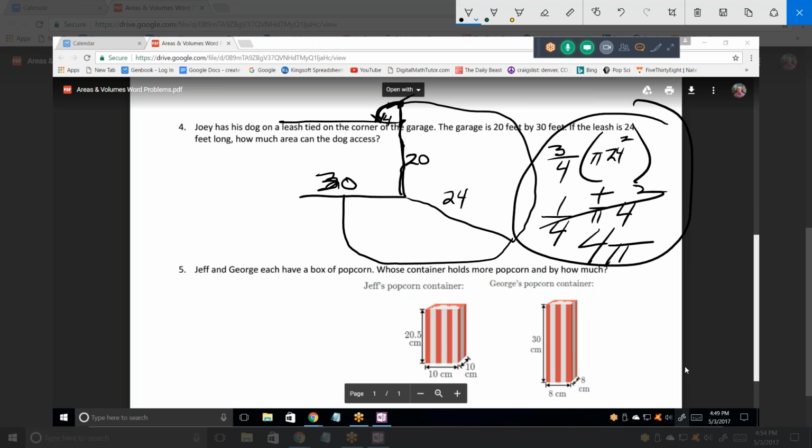What do you get? 4. No, square 24, multiply it by 3/4. What do you get? 432. So we got 432 pi plus 4 pi. We got 436 pi as the answer. That's how much area the dog can access. Yeah. Okay.